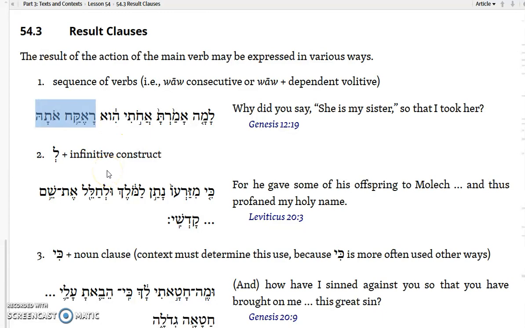Prepositional lamed plus infinitive construct is one of the most common ways of doing result clauses. For he gave some of his offspring to Moloch, ulchalel et shem kodshi, with a result of profaning my holy name. And so there the law is giving a result of the action, a result of giving your offspring to Moloch is profaning God's name.